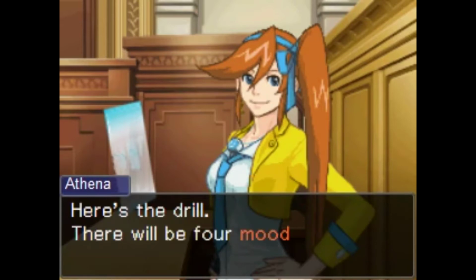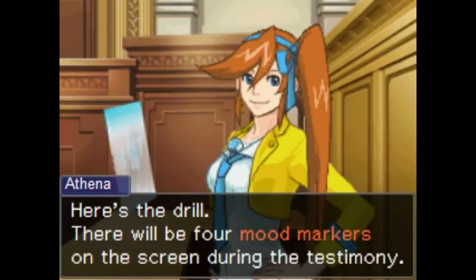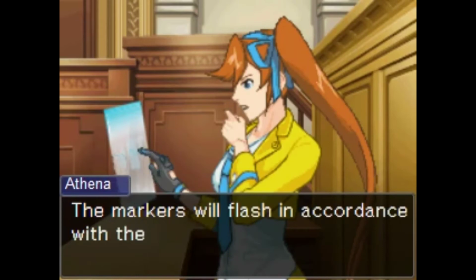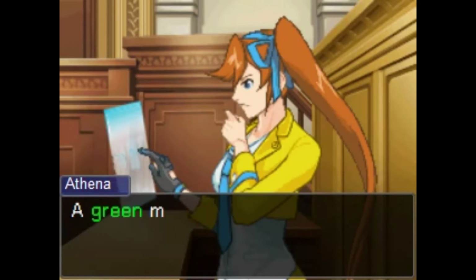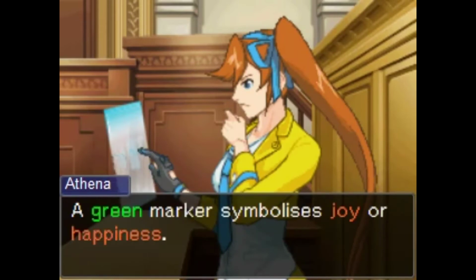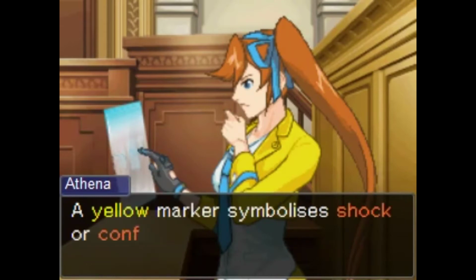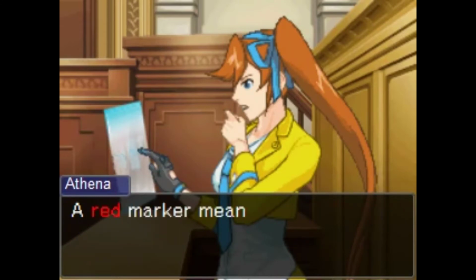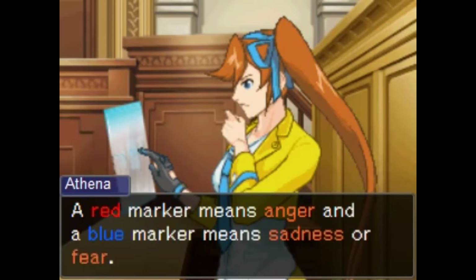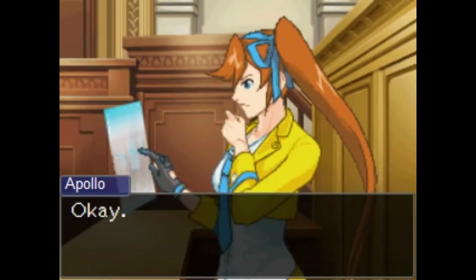Here's the drill. There'll be 4 mood markers on the screen during the testimony. Markers will flash in accordance with the witness's emotions. Green marker symbolizes joy or happiness. Yellow marker symbolizes shock or confusion. Red marker symbolizes anger. And blue marker means sadness or fear. Okay, I think I've got all that.